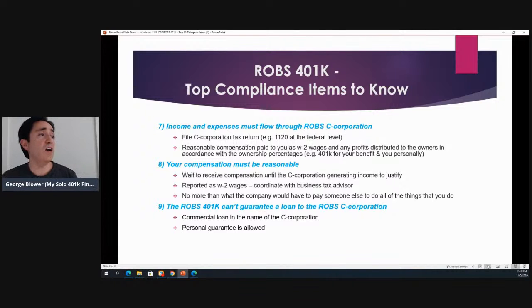Number 7, income and expenses must flow through the ROBS C corporation. So this entity here is not just a shell entity, it's an active business. That's your operating account, right? The bank account. You could use that as your operating account. So when customers pay you with a credit card to your merchant account, it flows into that account. When you pay for vendors or employees, you're paying them from that account.